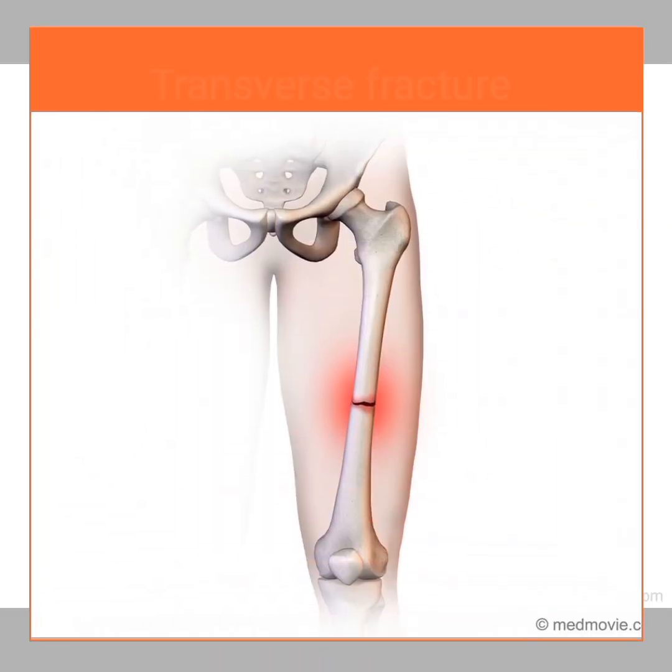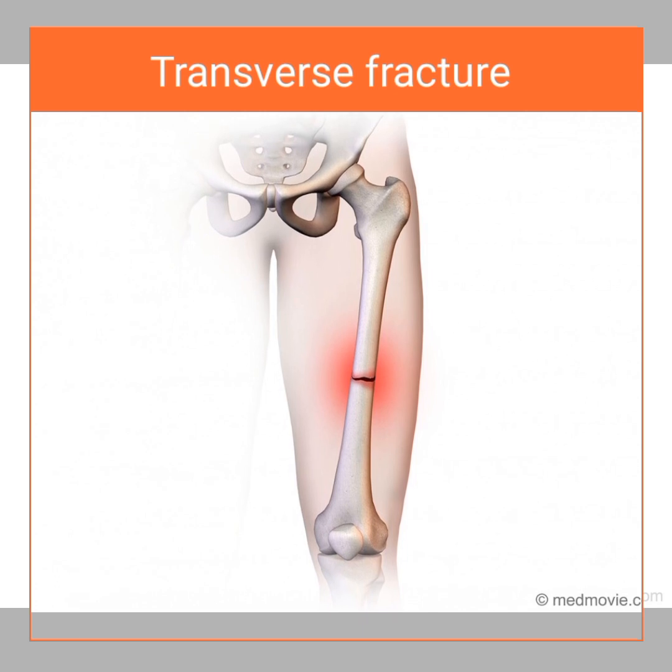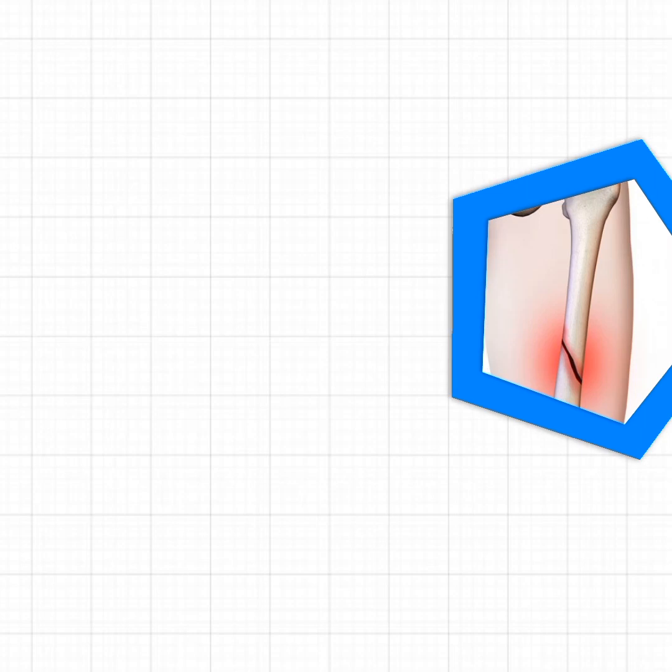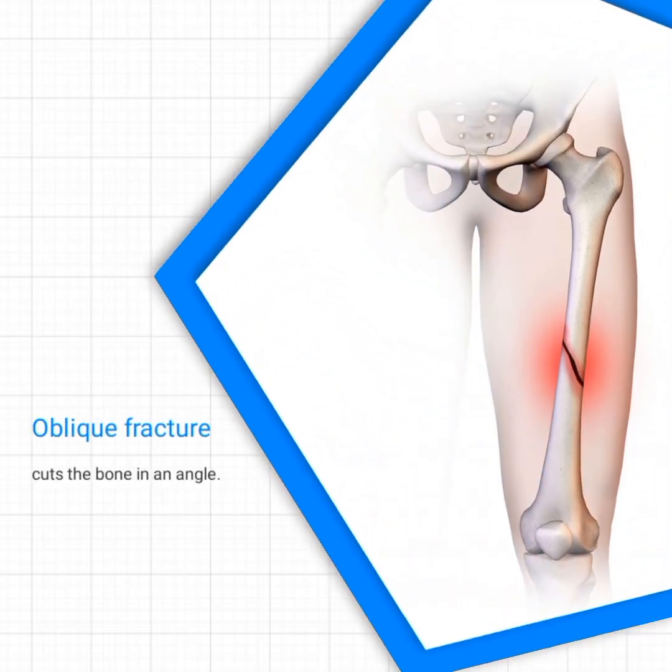So what are the examples? We have transverse. This one cuts straight across the bone. This one has a horizontal fracture line as shown in the image. Number 2, you have an oblique fracture. This one now is angulated. It cuts the bone in an angle.